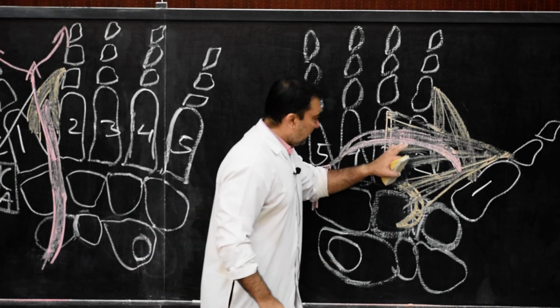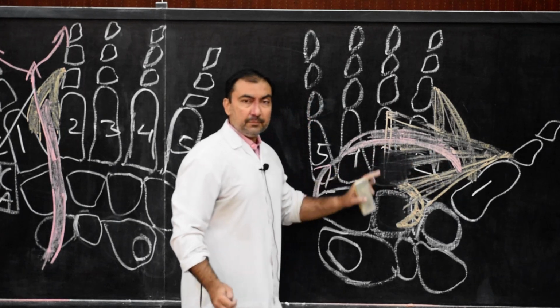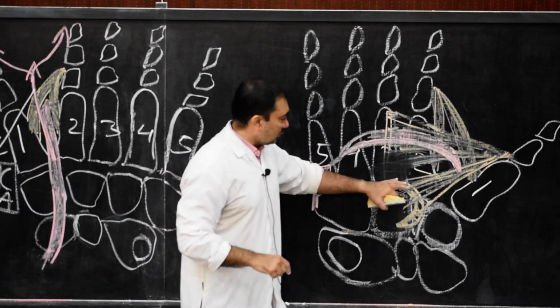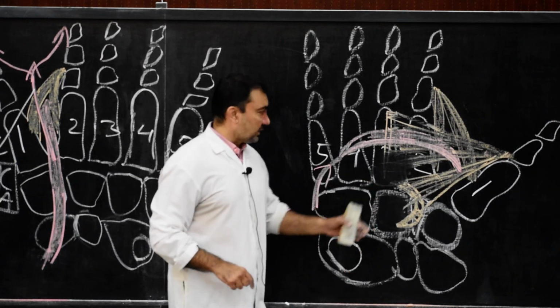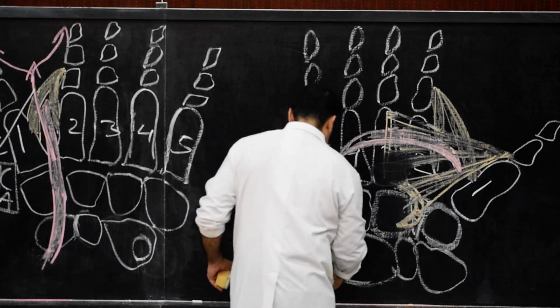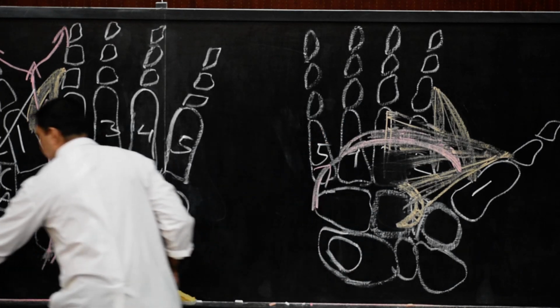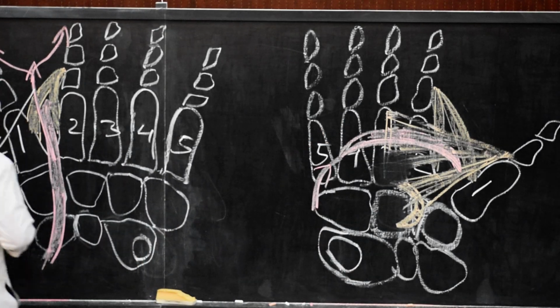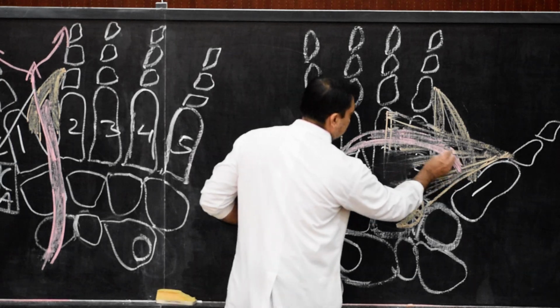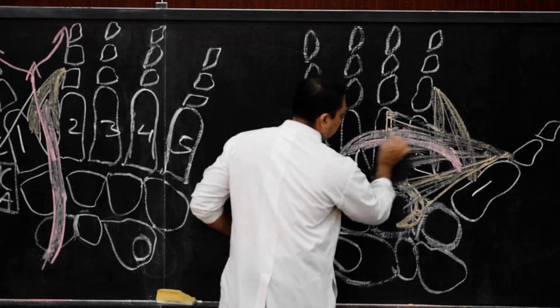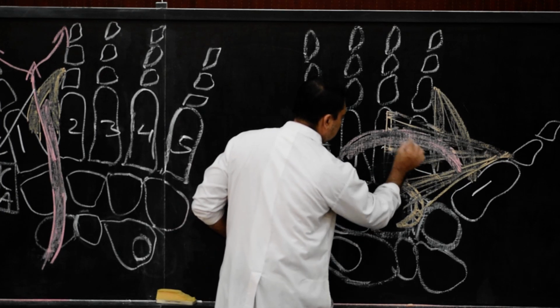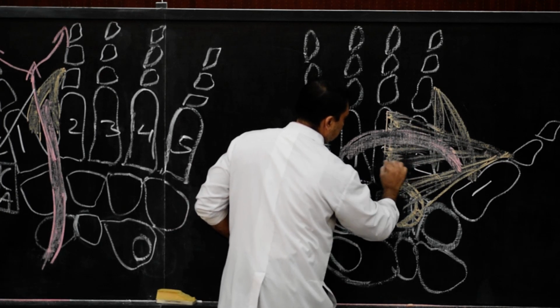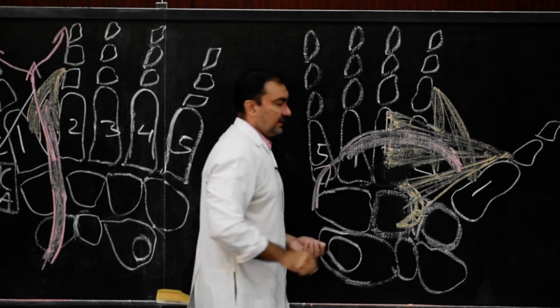But here, make sure that this radial artery will pass between the oblique head and transverse head of adductor pollicis in the palm. So if this is the transverse head, what we are going to show is that this radial artery over here is lying between these two heads. So this is the radial artery and just beneath will be the transverse head. This is the transverse head.